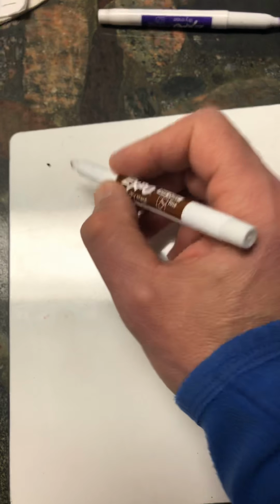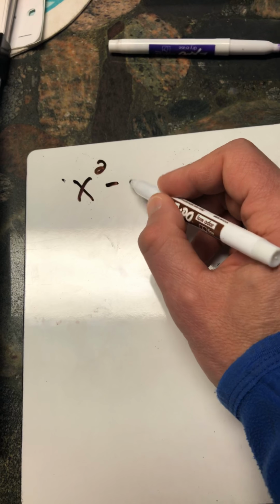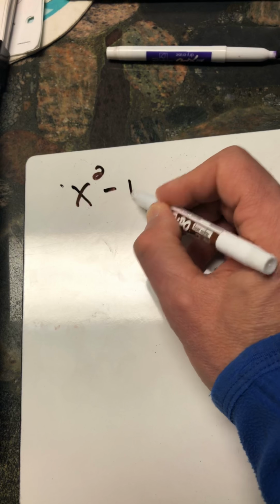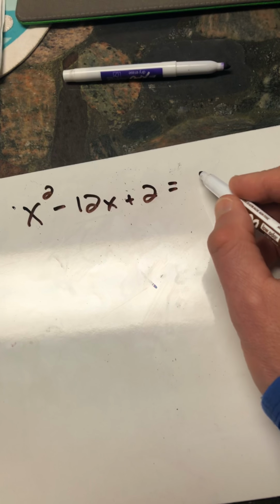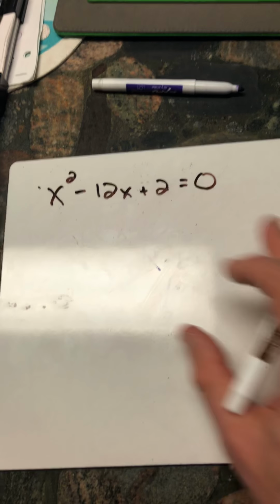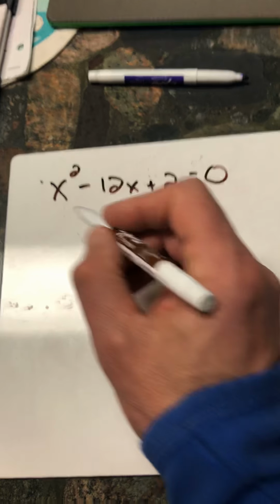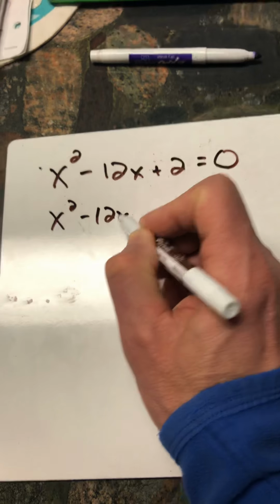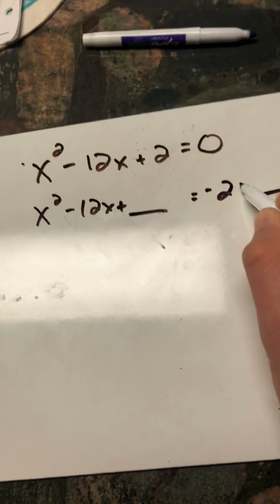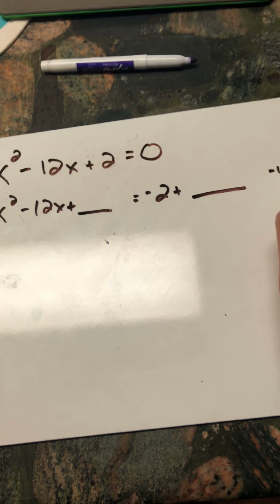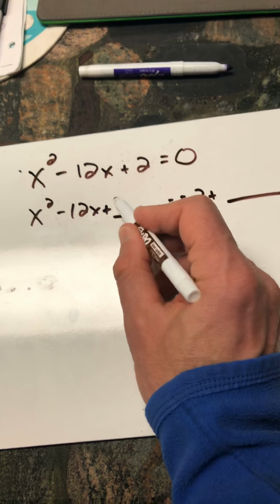Again, if I had an example like x squared minus, it could be any value here, 12x, and let's say we have plus 2 equals 0. You can see this guy's not factorable. There aren't two numbers that multiply to get 2 and combine to get negative 12. So I'm going to end up doing x squared minus 12x. Let's get 2 to the other side. And now I'm going to complete the square. So what am I going to add to both sides? Well, what I'm going to add to both sides is negative 12 divided by 2 squared, which ends up being negative 6 squared, or 36.